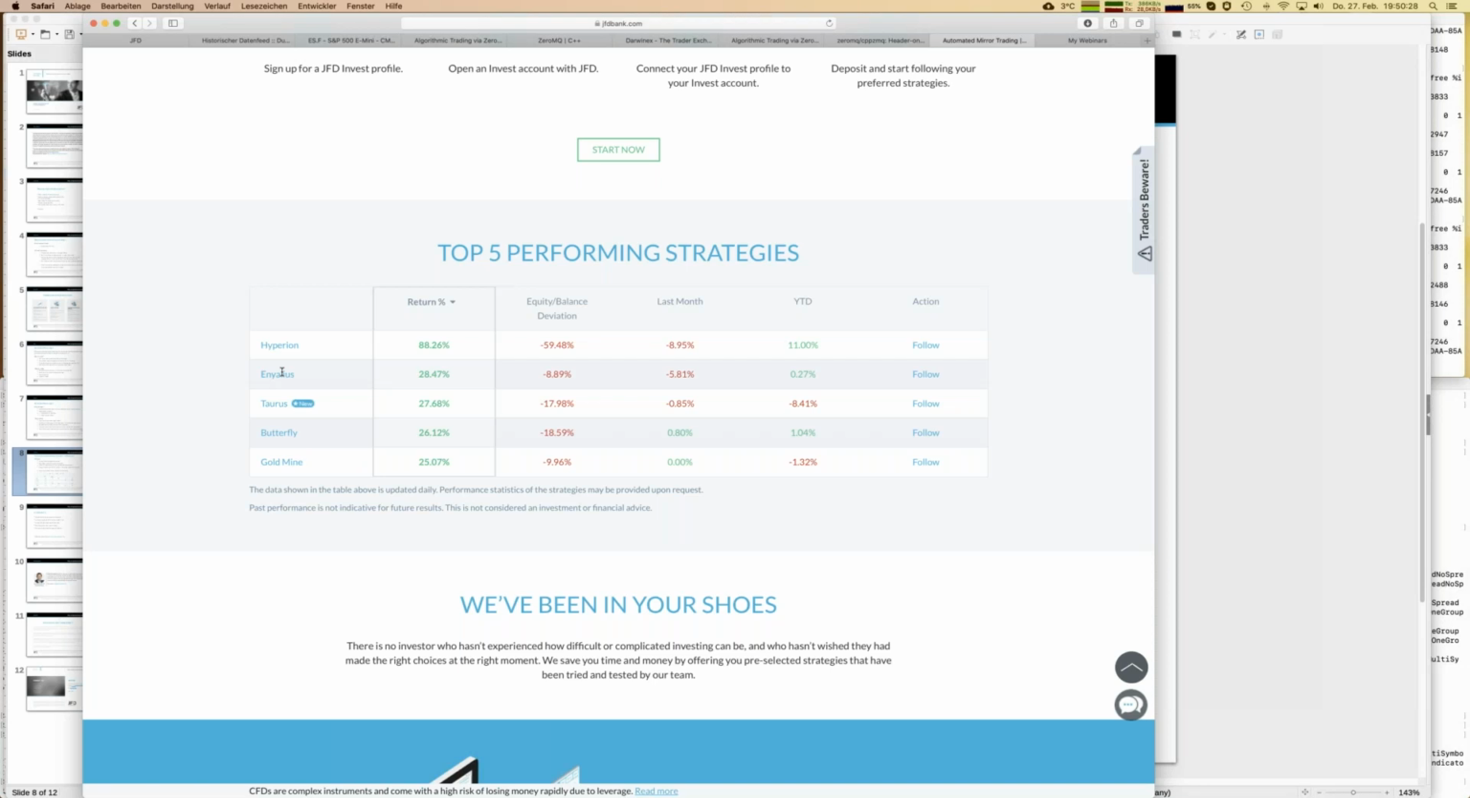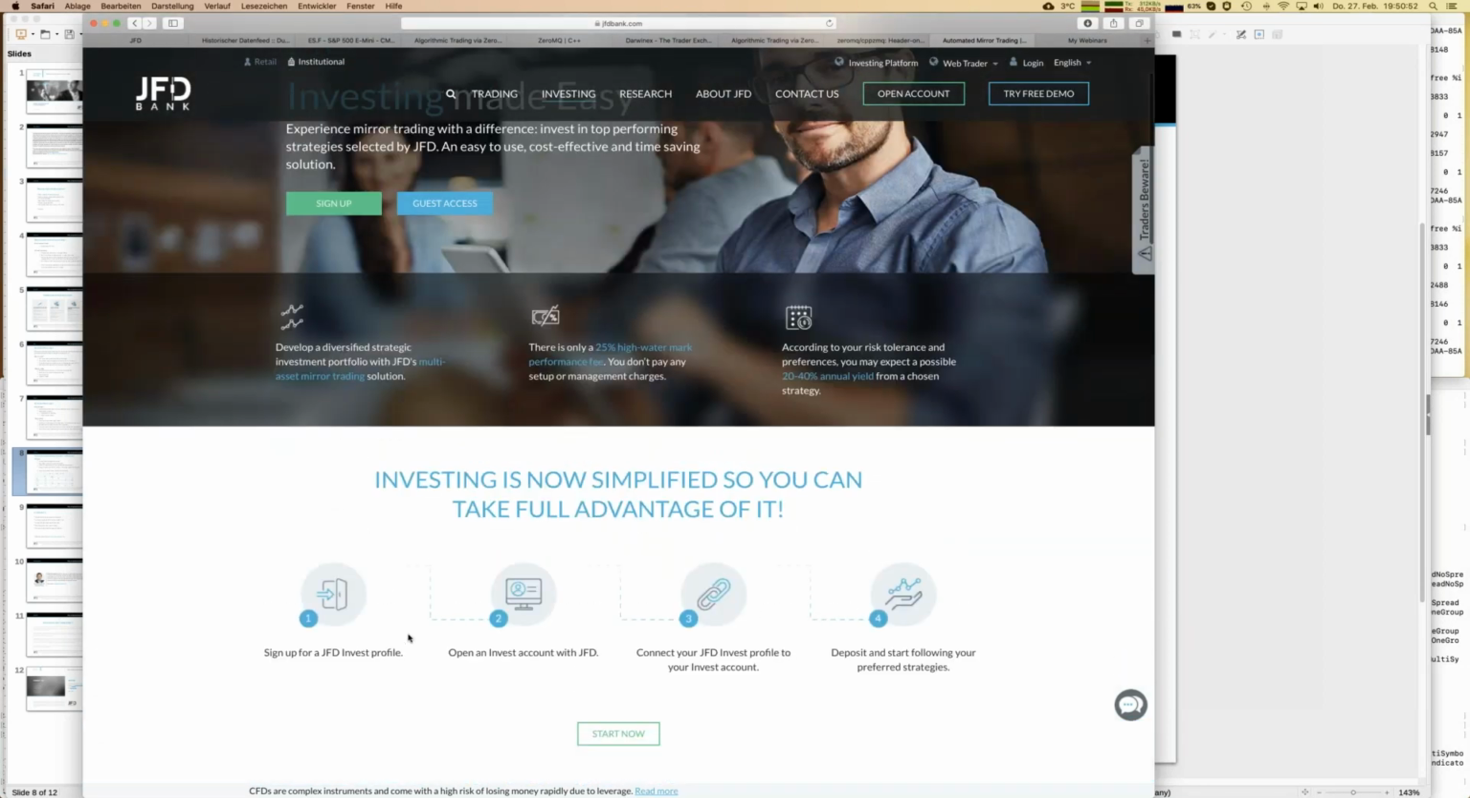So you select trading strategies to your preferences, and what it means is to find that match between your preferences and those strategies. I will show you in a minute. And then you say, okay, I follow this one and that one. Perfect. How to do it? Quite simple. Four steps are necessary. First, you open a JFD Invest profile. That is only a registration process you can do anytime, no money involved. Then you may open a JFD Invest account. Then you combine the two, and then you can follow those professional traders.